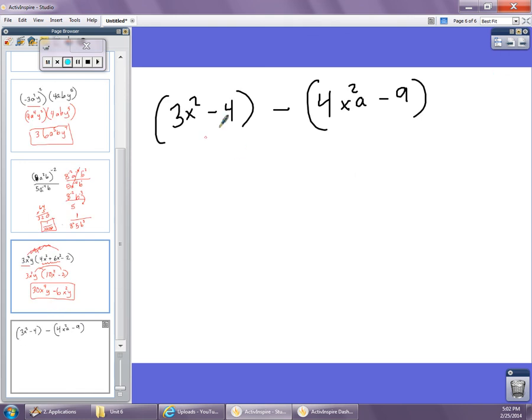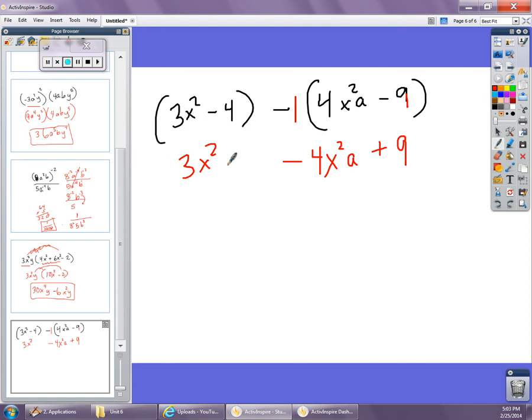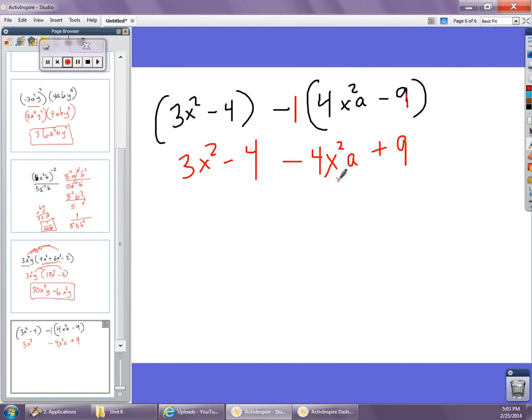Last one, a subtraction problem. Two binomials you're subtracting, but remember you have to think of this as a negative 1, and you're going to distribute it inside. So you actually end up with a positive 9. Bring down everything else. And now we're just going to combine like terms. Remember, you can add only things that have the same exact variables. So while there's an x squared here and an x squared here, this isn't really just 4x squared. This is 4x squared a. So you cannot combine these, but you can combine the negative 4 and positive 9. So I'm left with 3x squared minus 4x squared a. Negative 4 plus 9 ends up becoming positive 5.